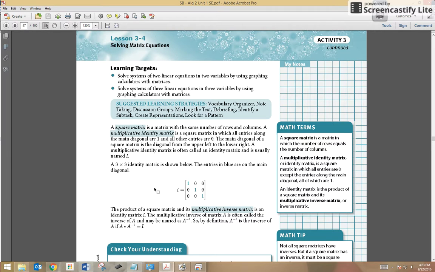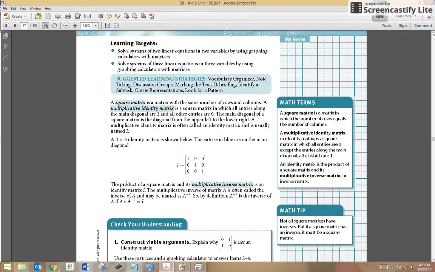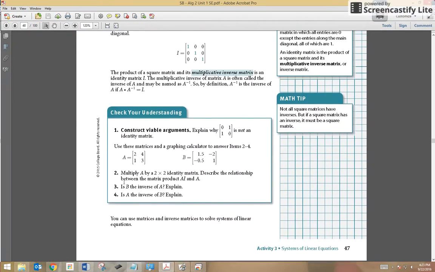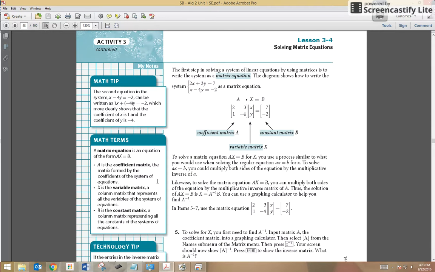So a square matrix is a matrix with the same number of rows and columns. And a multiplicative identity matrix is a square matrix in which all entries along the main diagonal are 1, as you see here. Okay. So you can answer 1, 2, 3, 4 based on that.